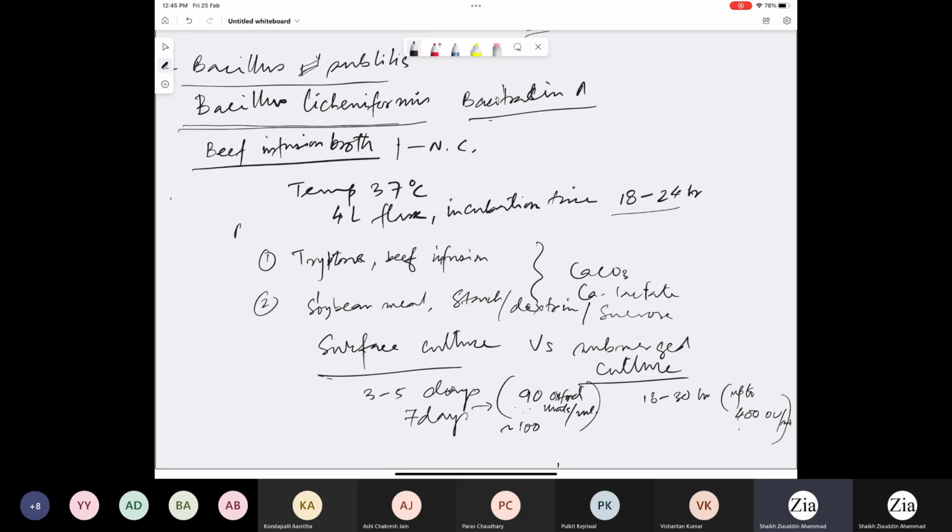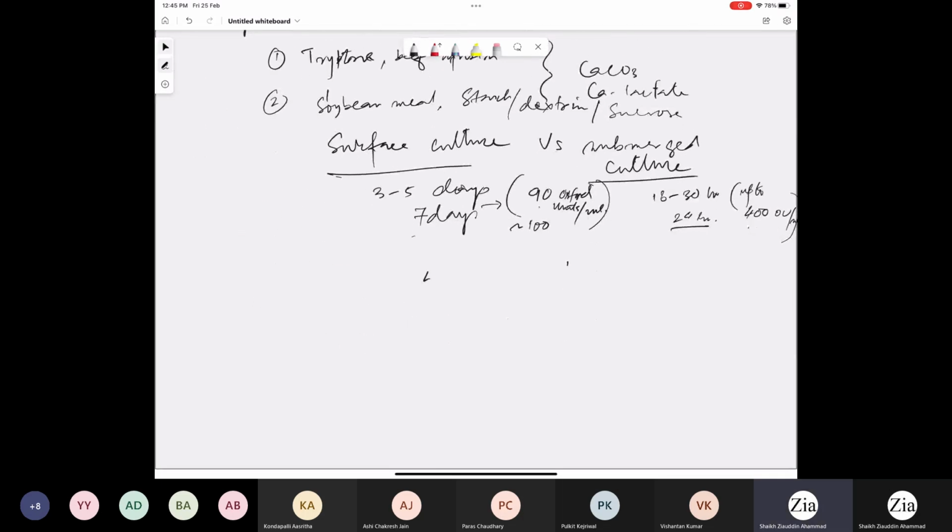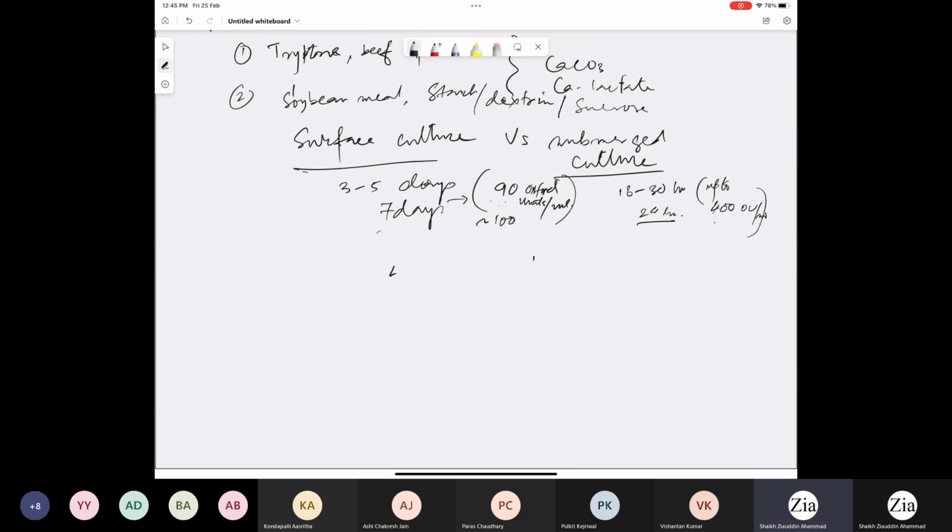And considering the time, if you take an average of 24 hours, in one day you can get 4 times higher amount compared to the surface culture. That happens because of inefficient transport: inefficient transfer of mass, inefficient transfer of heat, everything results in this productivity. So you are getting this much product per 7 days, whereas you are getting this much product per 24 hours, or per day.